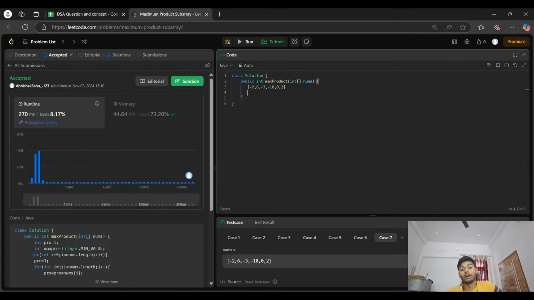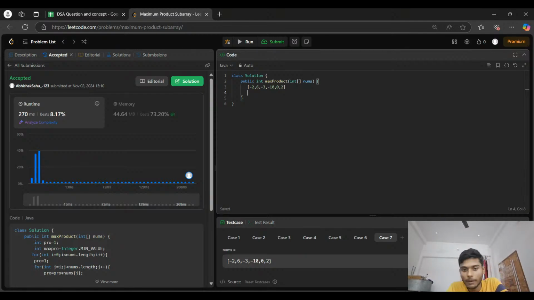Minus 2, 6, minus 3. It's also good. But with the two pointer approach, we solve as minus 2, 2. It sees that minus 2 is bigger and 2 is bigger, so 2 is the max product. Then 2 into 6 is 12. Which is bigger? 2. The answer is 2.